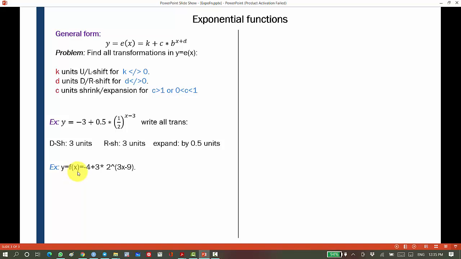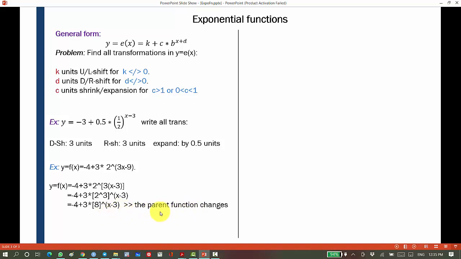Next, y is equal to f of x is equal to minus 4 plus 3 times 2 to the power of 3x minus 9. This function requires a little bit of algebra in order to be taken into a standard form of exponential functions. For that, we take 3 as a common factor here. We get x minus 3. And then we use this 3 as a separate power, that is minus 4 plus 3 times 2 to the power 3, everything to the power x minus 3. Then minus 4 plus 3 times 2 to the power 3 is 8 to the power x minus 3.